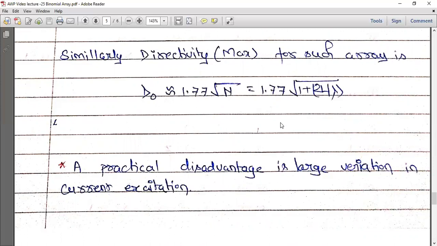I mean, when you are having 10 elements in the antenna array, it is possible that one of the elements is excited with the excitation coefficient 1, and there is one other coefficient with excitation value 256. This is very big. Suppose you are providing 1 ampere current to one element, then another one will be provided with 256.